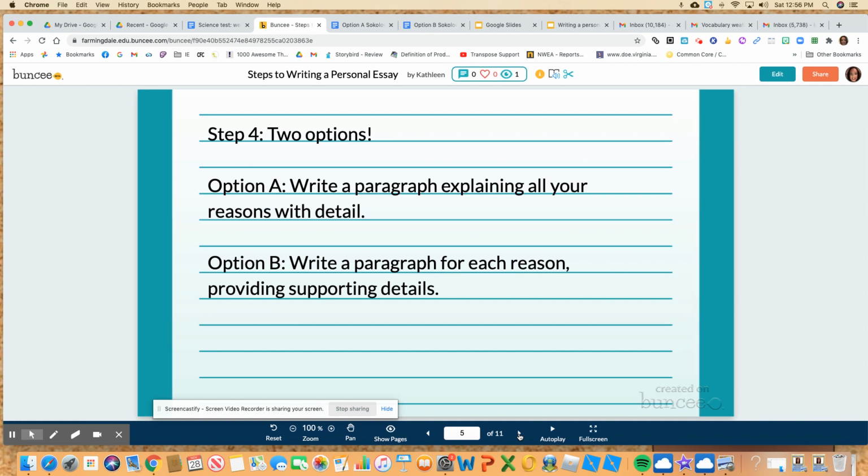So for step four, there are two options. If you want to make a simpler personal essay, then you can have one paragraph that's going to say all your reasons. If you want to make a longer personal essay, something more like you would see fourth graders being able to write, then you would have a paragraph for each reason. So that's a little longer.